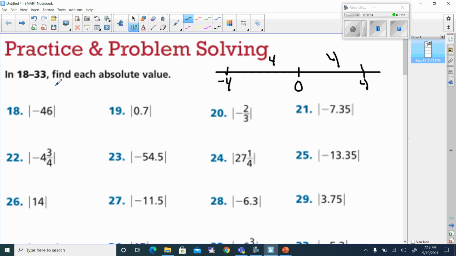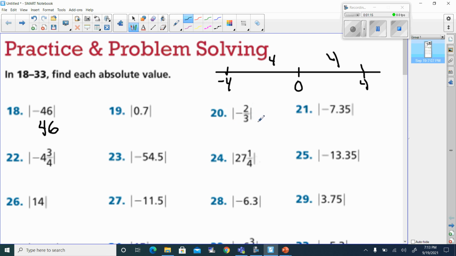All right, let's go ahead and try it out. Find each absolute value. I got -46. Well, that means my absolute value will be 46, because -46 is 46 places away from 0. Number 19 is yours. Number 20, I got -2/3.